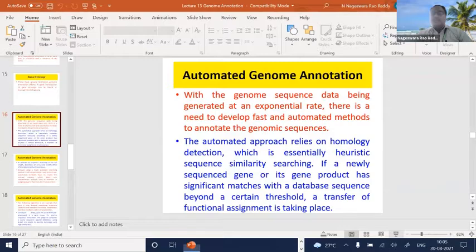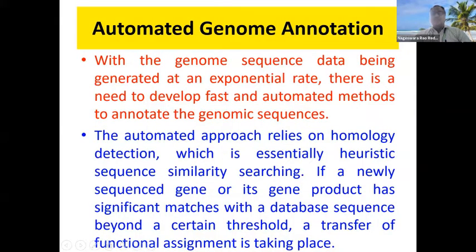Okay, so we'll continue now with automated genome annotation. Now, what is automated genome annotation? We know that genome sequencing has grown a lot. Earlier, in 2001, one human genome sequence was available, and later they renamed the project as the 10 genome sequencing project, and after that, the 100 genome sequencing project. The 100 genome sequencing project is to sequence 100 genomes around the world.